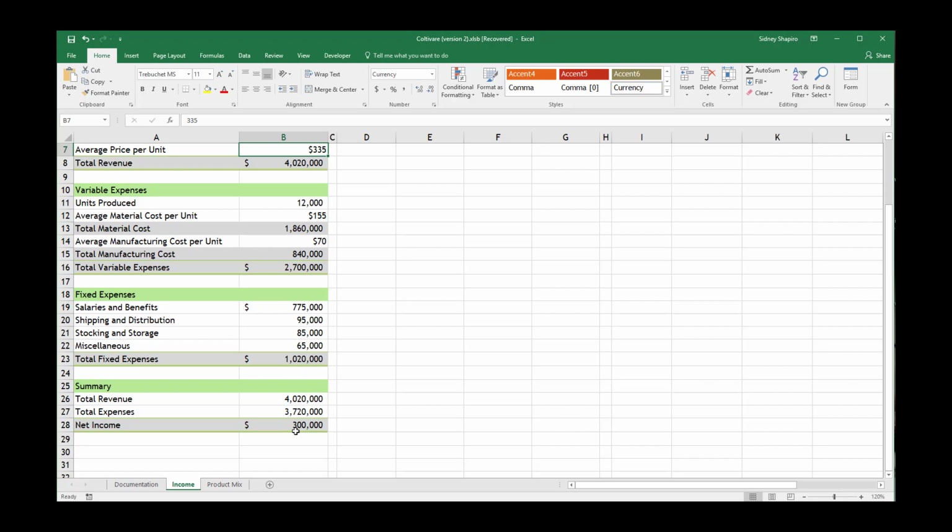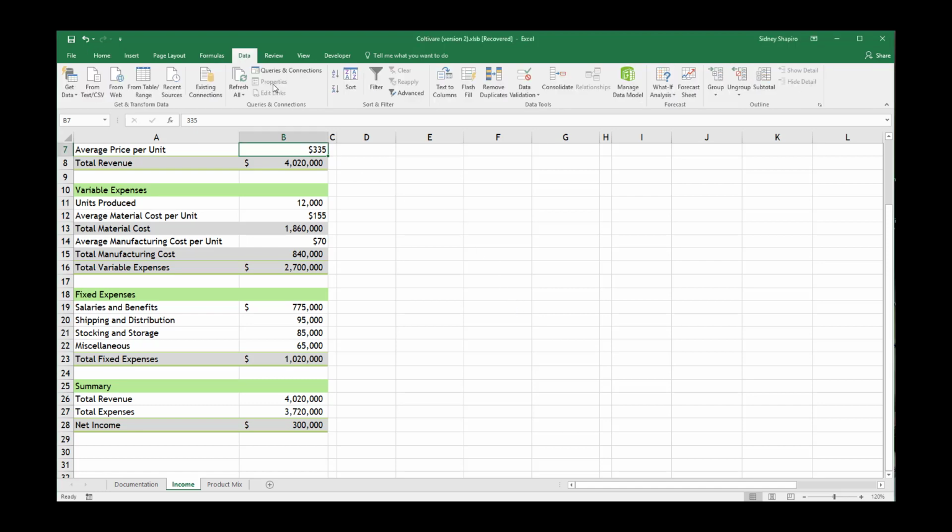Recall that GoalSeek is a what-if analysis tool that can be used to find the input value needed for an Excel formula to match a specified value. In this case, you'll find how many mowers have to be sold for the net income to be 0. So let's follow the steps from the box on page 602. On the ribbon, click on Data. There we go. And we're going to go into the what-if analysis. And we're going to go to GoalSeek. Okay? So now we have 3 options here.